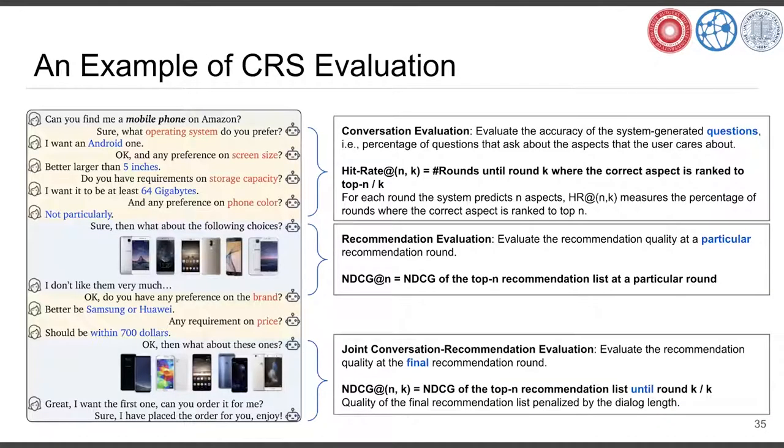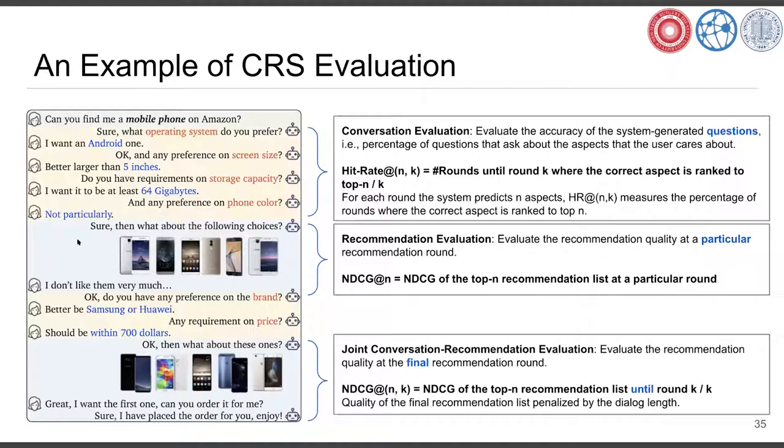Here's one example of a CRS evaluation used in the CIKM paper. As you can see, for example, in the first few sentences in the yellow area, these are basically the conversation between the user and the system. So we may evaluate the conversation quality using a metric like hit rate at N, K. It means the number of rounds until round K where the correct aspect is ranked in the top N, divided by K. This metric considers both the relevance of the aspect and also the length of the dialogue.